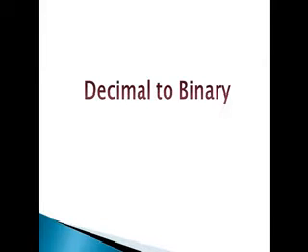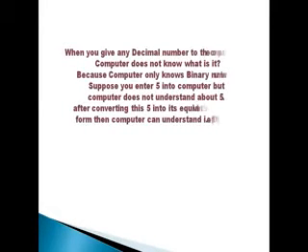Decimal to binary number system conversion. When you give any decimal number to a computer, it does not know what it is, because the computer only knows the binary number system. Suppose you enter 5 into the computer, but the computer does not understand 5. After converting this 5 into its equivalent binary form, that is 101, the computer can understand. 101 is the binary form of decimal 5.